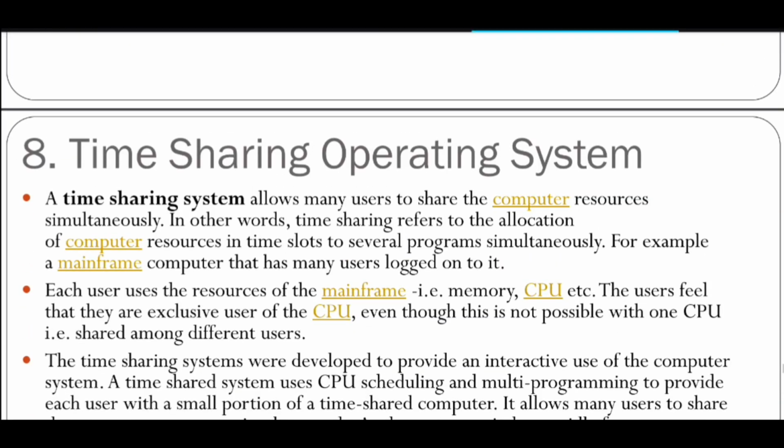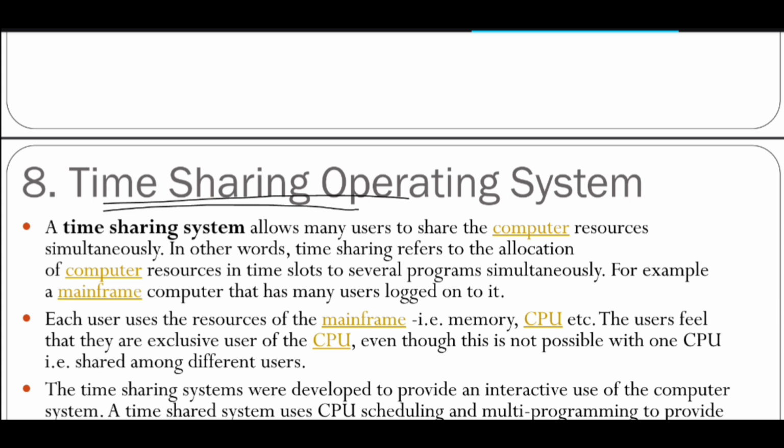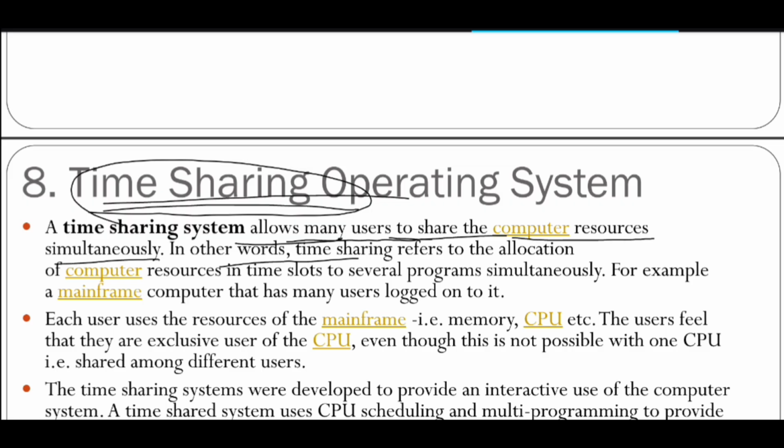Then there is another type, the time sharing operating system. What is time sharing? Simply, time sharing means multiple systems or computers can share their resources simultaneously on a common clock. A time sharing system allows many users to share the computer resources simultaneously. In other words, time sharing refers to the allocation of computer resources in time slots to several programs simultaneously. It's simple: multiple computers can share their resources simultaneously.